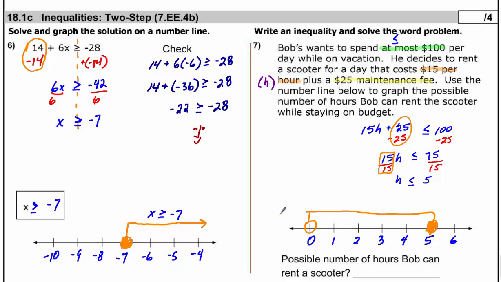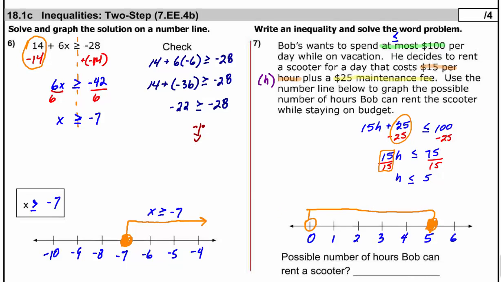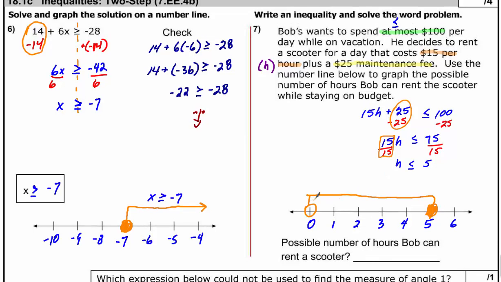Renting for 0 hours would mean Bob walks in and he says, here's the maintenance fee, $25. Oh, but I don't want to rent it. But go ahead and keep my maintenance fee. Bob's not an idiot. Bob's not going to rent for 0 hours. As a word answer, possible number of hours Bob can rent the scooter: at most 5 hours. So it's 5 hours or less.